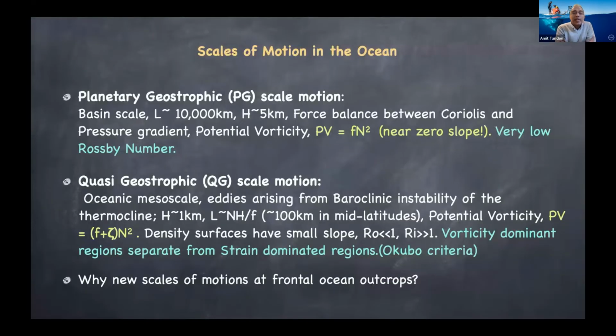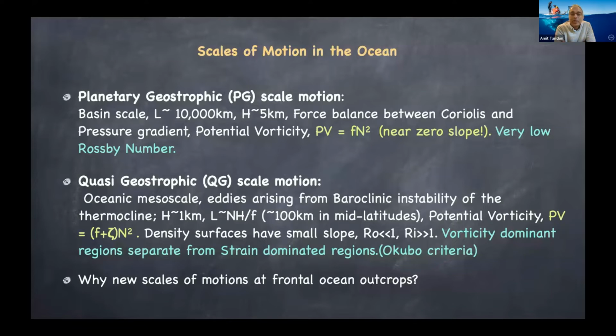So at the larger scales, if you're thinking of basin scales, really the Earth scales, L, the length scale, is of the order of 10,000 kilometers, and H for the entire ocean depth is about 5 kilometers. At those scales, the force balance is essentially between Coriolis and the pressure gradient. So we can think of the potential vorticity as just f N squared. And so the isopycnals have near zero slope. The buoyancy surfaces are pretty much flat.